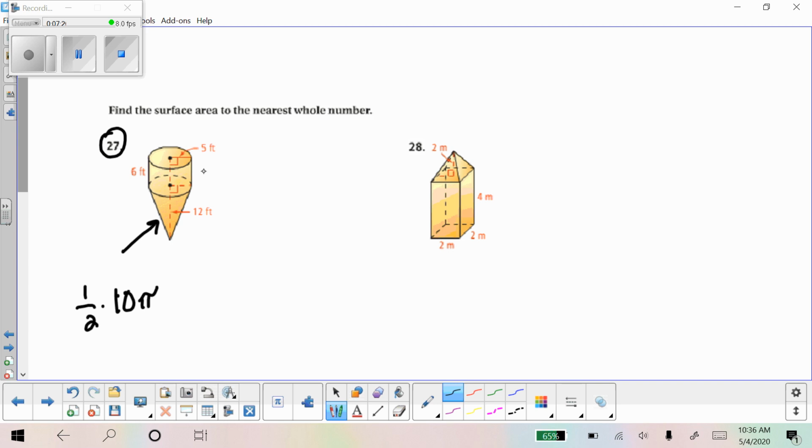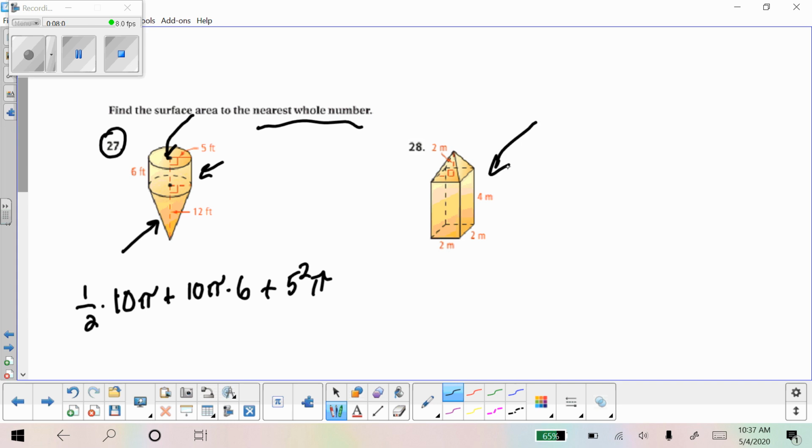And then we have the lateral area of the cylinder part. The lateral area of the cylinder part is the circumference times the height. So the circumference again would be 10 pi times the height of the cone, and that looks like 6. Then I have one more part to add on, and that's just the top part, the base of that, and that's just pi r squared. And basically I just need to add all those up. It says the nearest whole number, so that's the math you would do.